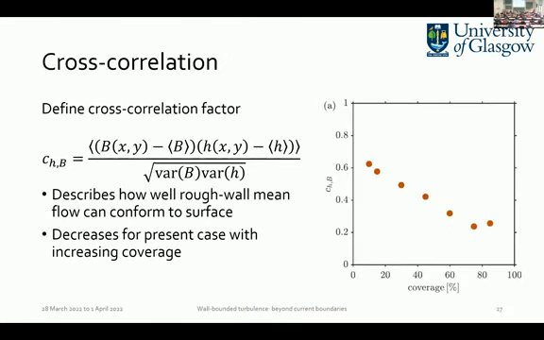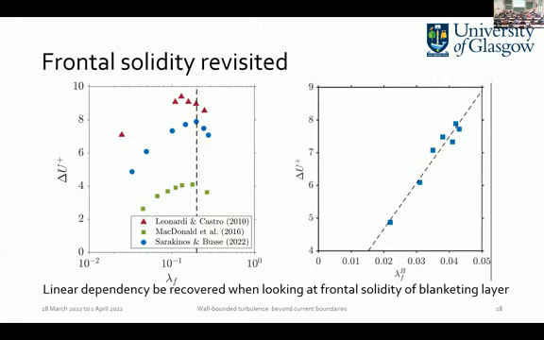Now to do this, we can define a cross correlation factor, and this is plotted here against coverage. This would describe how well the rough wall mean flow can conform to the underlying topography. We see that it's better to be able to do this for the lowest coverage, and that this ability decreases with increasing coverage. That also means that from the perspective of the outer flow, at the highest coverage, the rough surface appears probably different if we look at the flow above our blanketing layer.